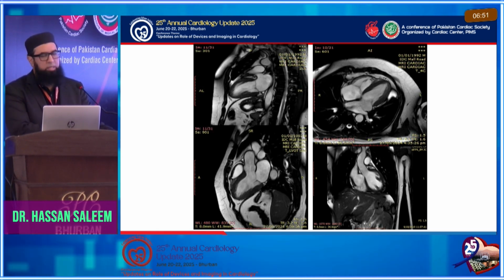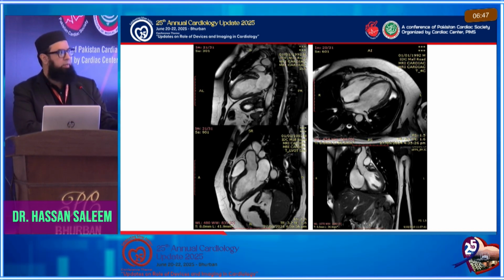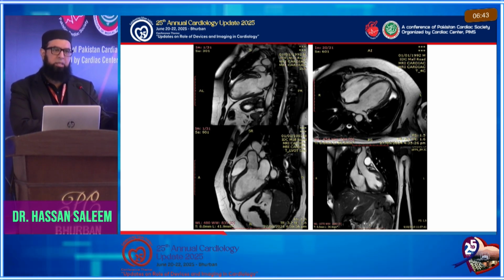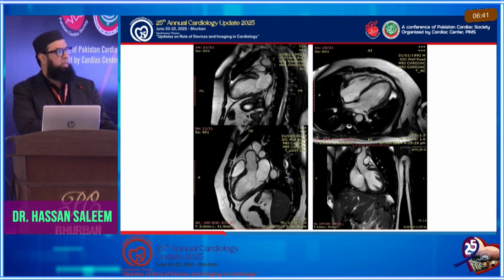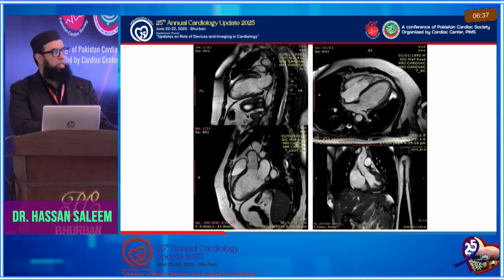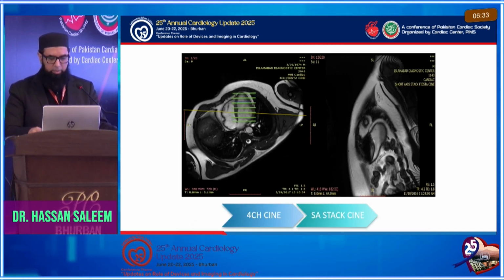So this is primarily cine white blood imaging. Not going to go into the detail of the physics, but this is cine imaging, where we play the loop and we can see the contractility of the myocardium, and we can also see the movement of the blood, whether there's any turbulence or any other problem.